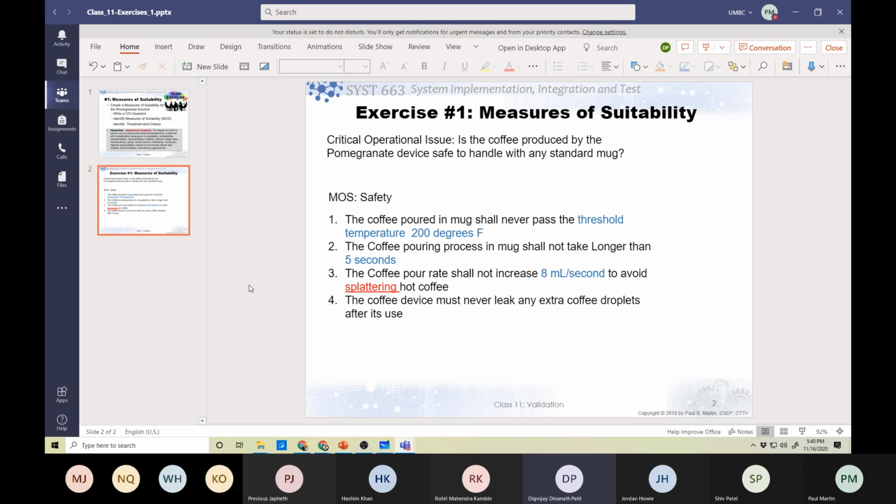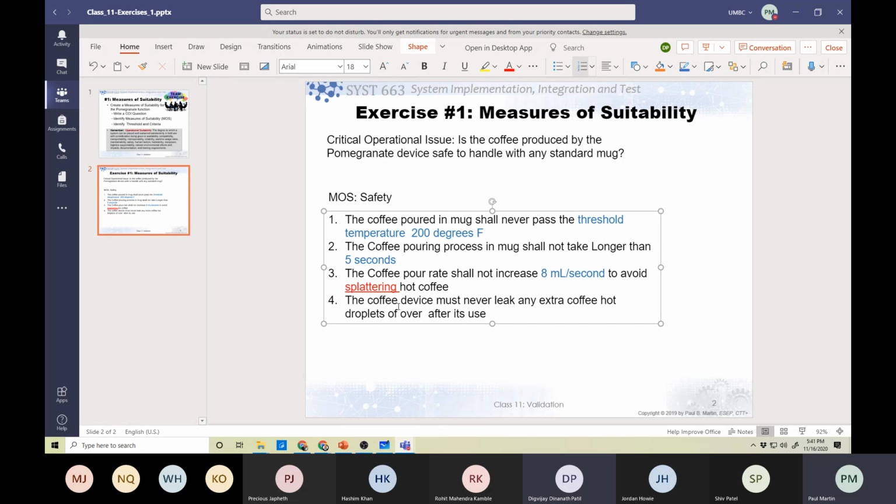And then I was not sure of the fourth one, but I just wrote it. The coffee device must never leak any extra coffee droplets after its use. It's a mobile device, right? So it must not leak any droplets after its use. But I was not able to frame the MOS right. Yeah, I got you. It's more like you don't want the droplets to be hot, right? And I couldn't set any threshold statement for that.